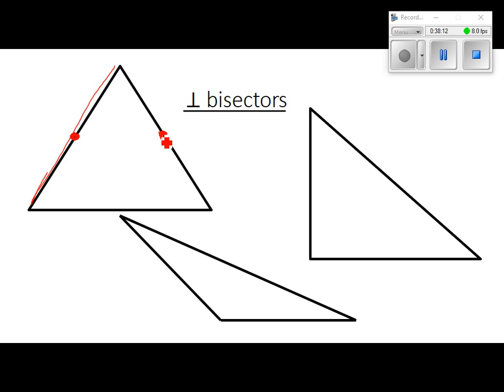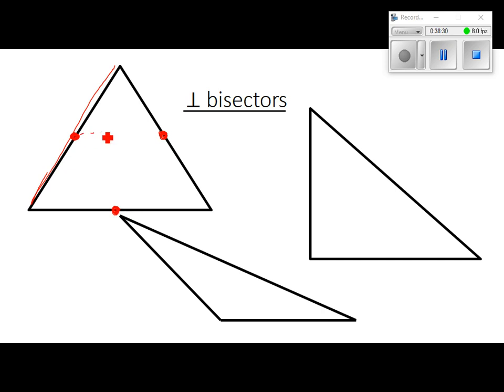Do the same thing on the bottom. Let's find the midpoint. So that's where we're bisecting the segment. Now we want a line that runs through that and forms a right angle. We want it to be perpendicular to it.